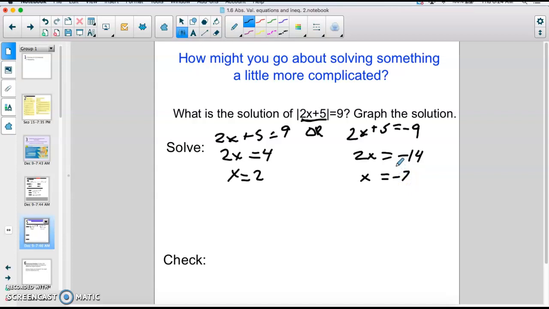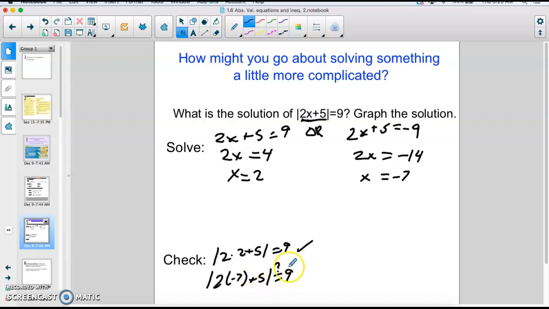Okay, now we have to check. This is very important. You have to check both of these answers because maybe they won't work. We'll see. So for this one, the absolute value of 2 times 2 plus 5, does it equal 9? So we got 4 plus 5, it does equal 9. That's a check, so 2 works. And then we're going to do 2 times negative 7 plus 5. Does that equal 9? Let's see, 2 times negative 7 is negative 14.